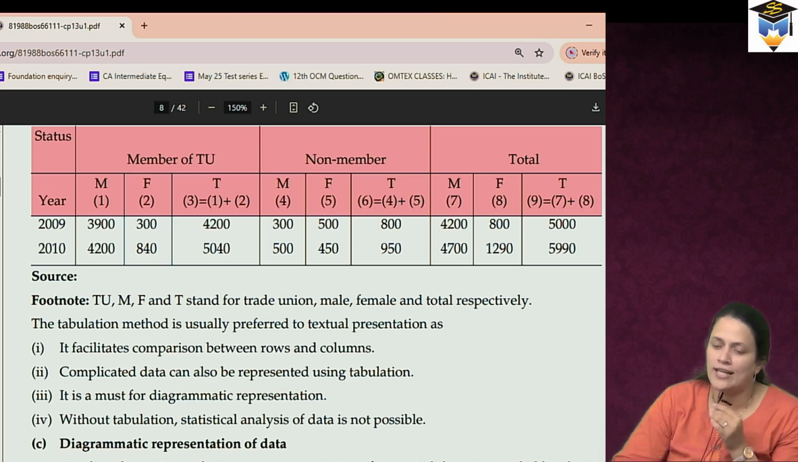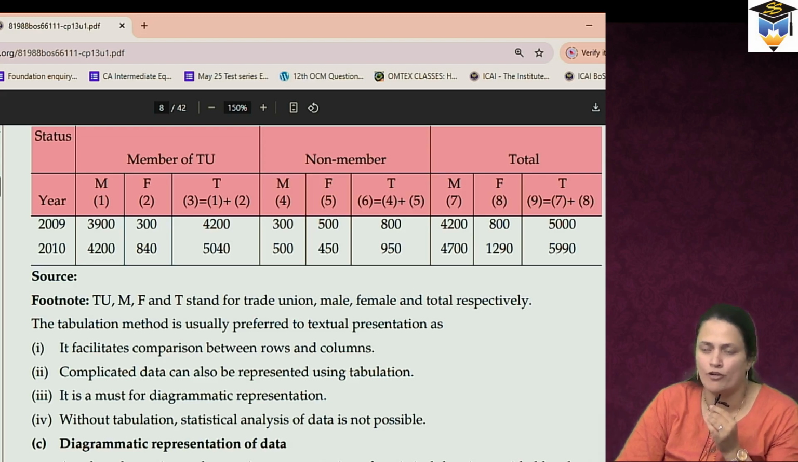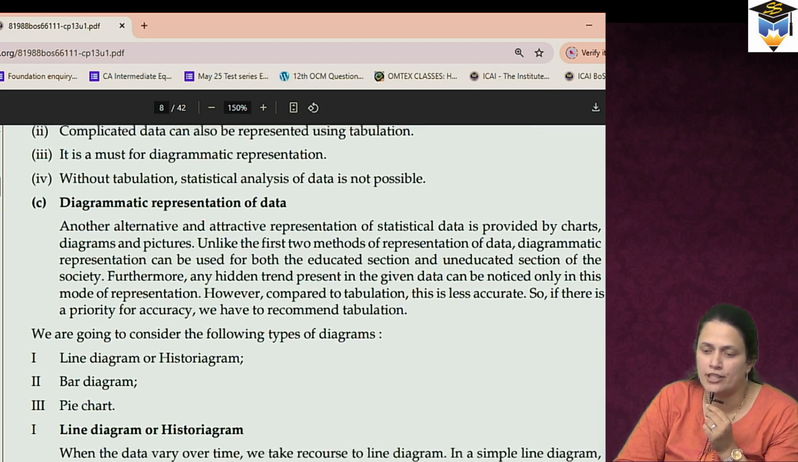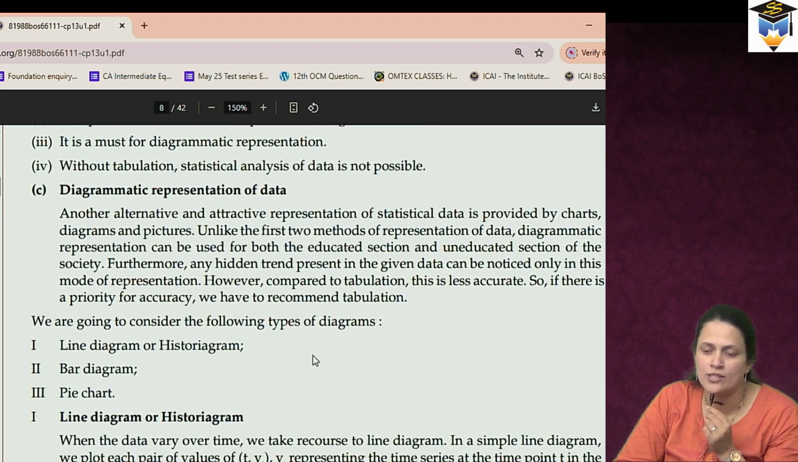So this is called as which form? Tabular form or tabular representation of data. Next comes the diagrammatic representation, which is nothing but a line diagram or a histogram, bar chart, pie chart.